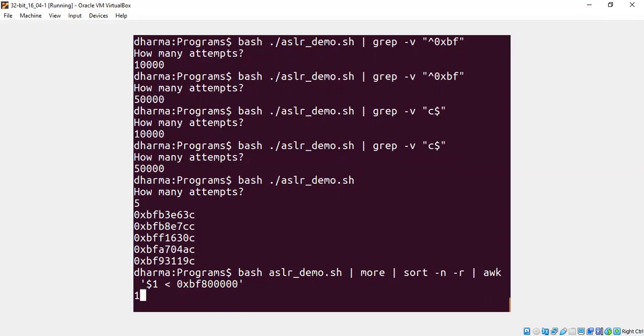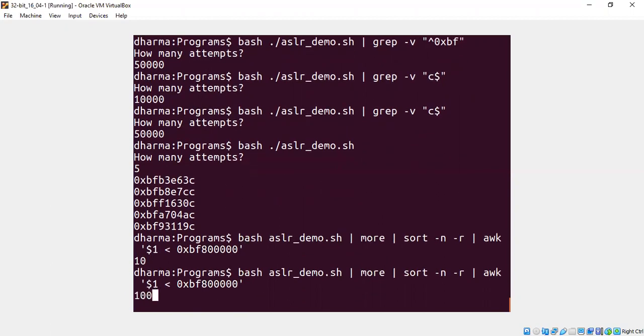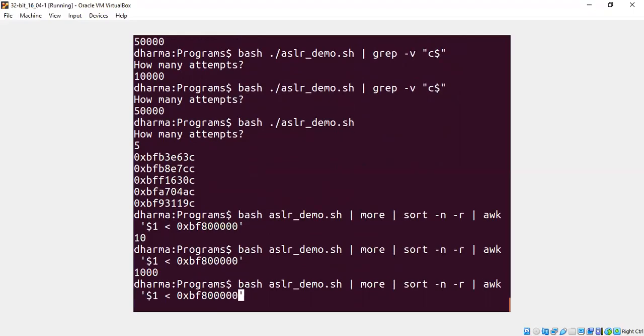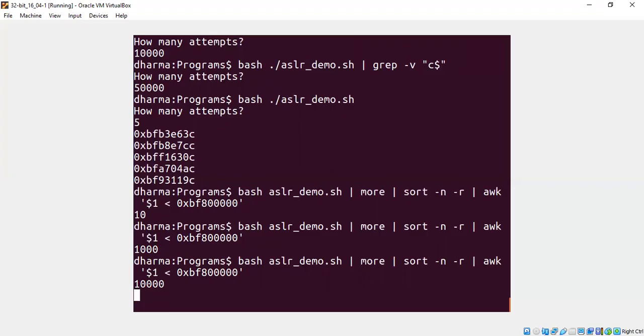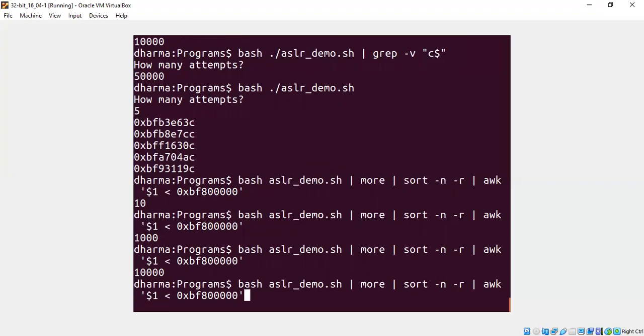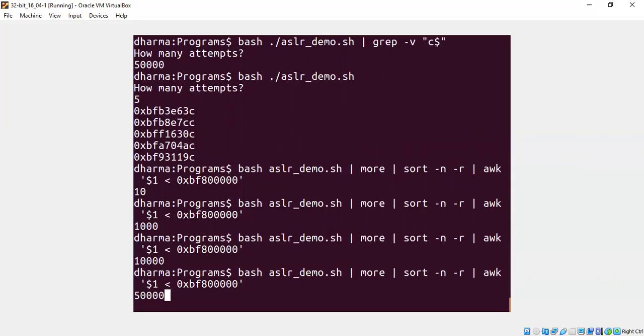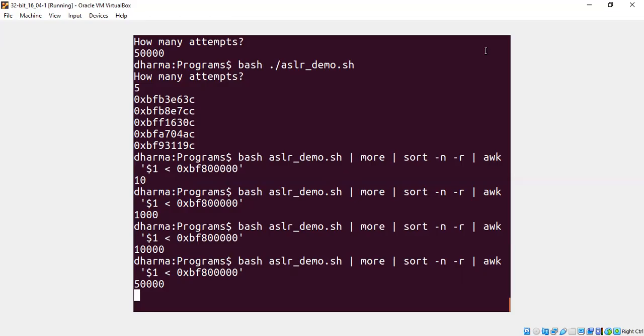So let's try 10 times, nothing. Try 1,000 times, nothing. 10,000 times, nothing. We can try 50,000 times and then stop. So what we're learning here is that on a 32-bit machine, we are able to predict the most significant byte of the address, which means eight bits, right? BF is 8 bits, plus the most significant bit of the second byte, 1 bit, and then the last 4 bits of the last byte.